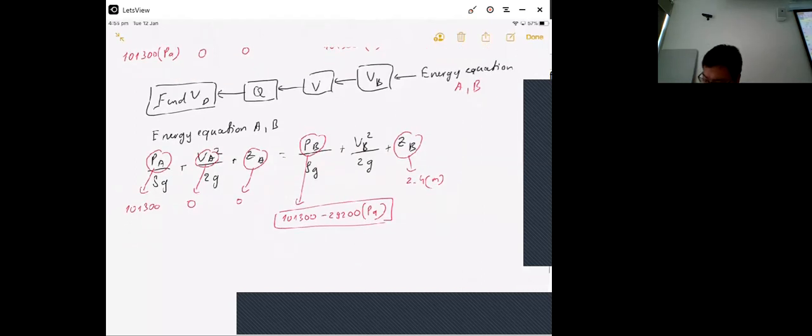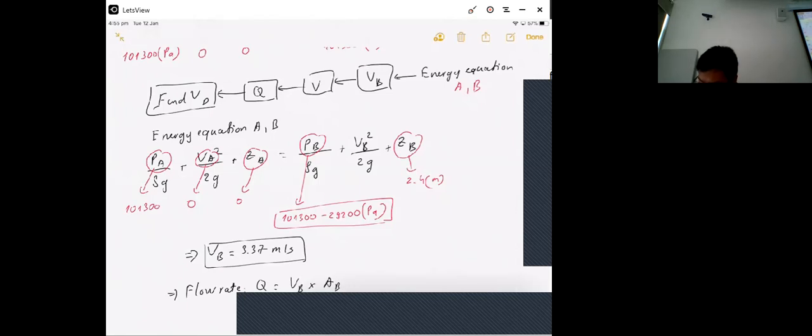So from this, you can find VB. Because we have PA, VA, ZA, and we have PB, ZB, VB we can find from the energy equation. VB will be 3.37 meters per second. So when we have VB, we can find the flow rate. Q will be equal to VB times AB.